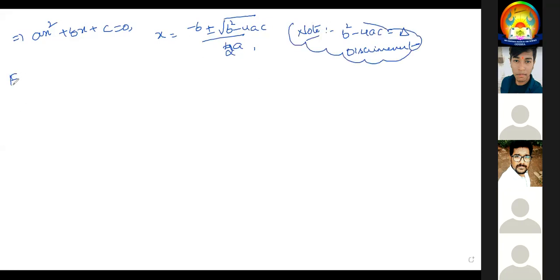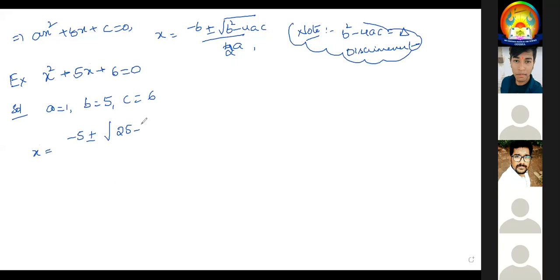Now have a look at a certain example, like x square plus 5x plus 6 equal to 0. We consider a equal to 1, b equal to 5, c equal to 6. Now x equals minus 5 plus or minus root of 25 minus 24, by 2.